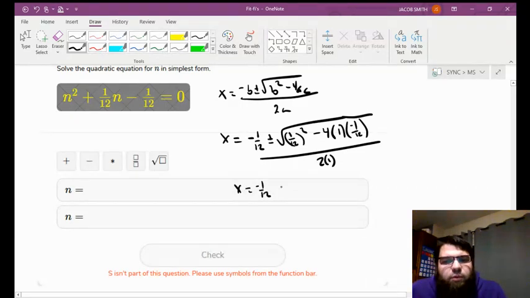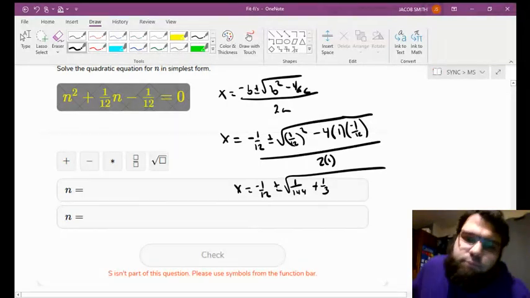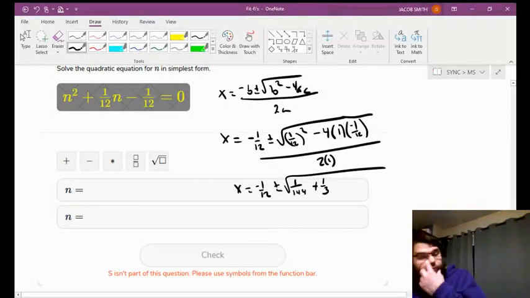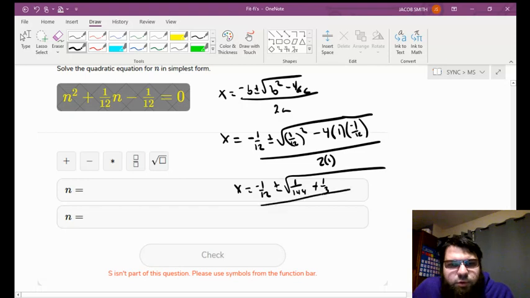All right, so I have x equals negative 1/12 plus or minus the square root. 1/12 squared is going to be 1 squared, which is 1, and 12 squared, which is 144, minus negative 4 times 1, which is negative 4, and then negative 4 times negative 1/12 is going to be positive 4/12, which would actually be positive 1/3. And then that's all over 2.